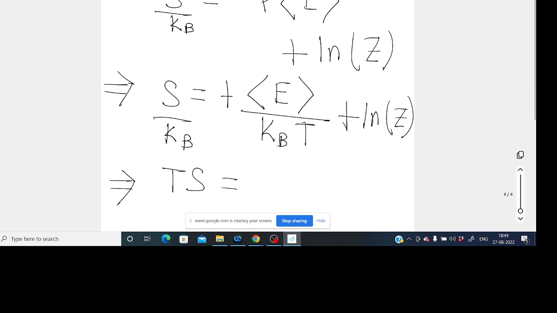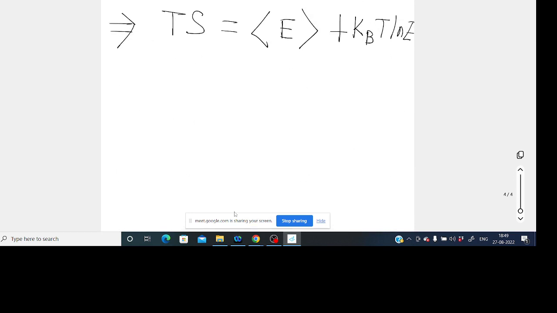So this will be plus TS equal to average value of E plus KBT log Z. So E minus TS equal to minus KBT log Z.